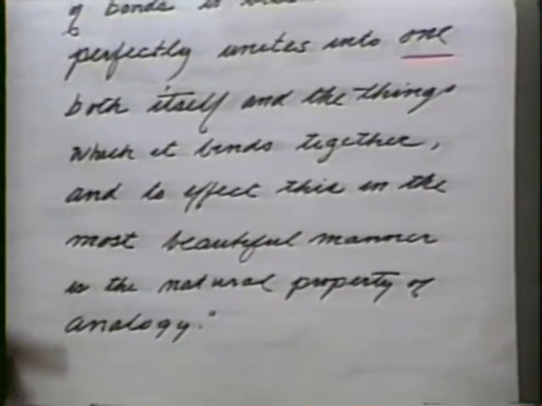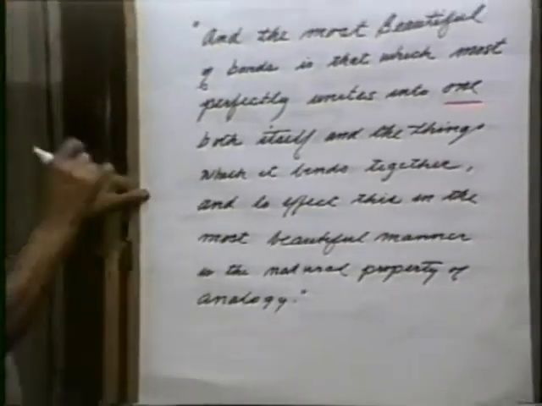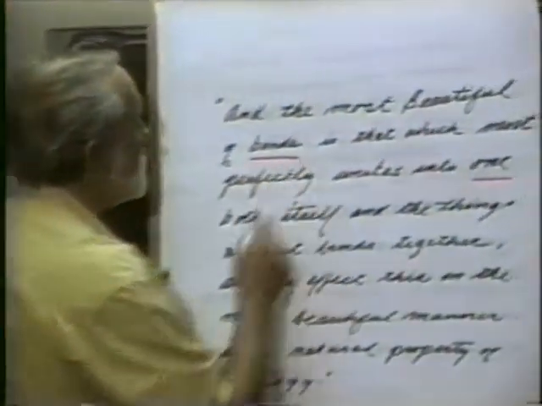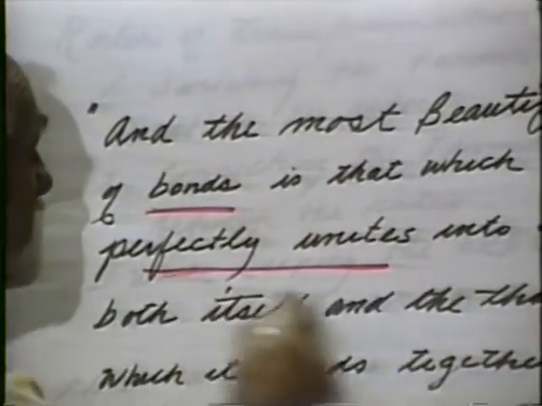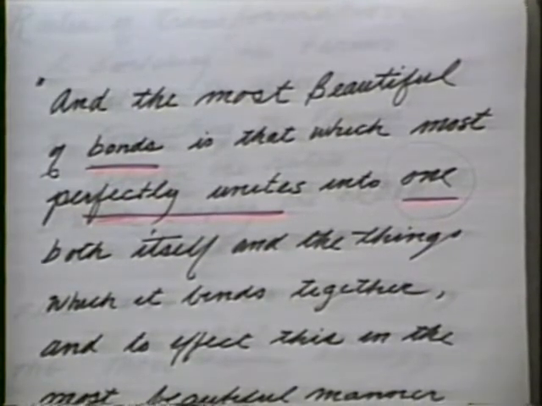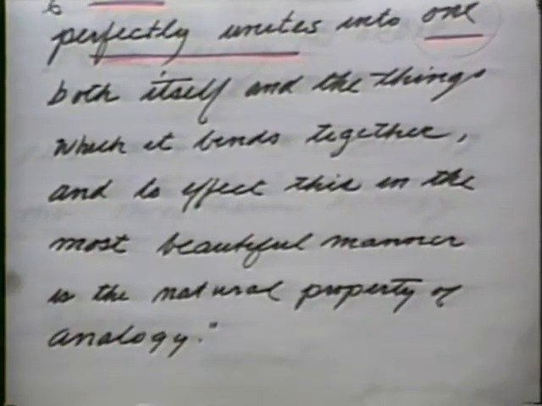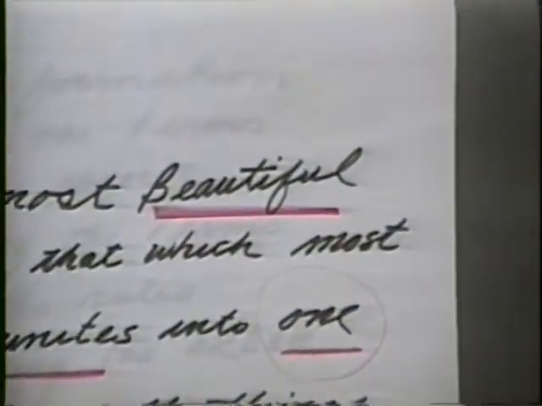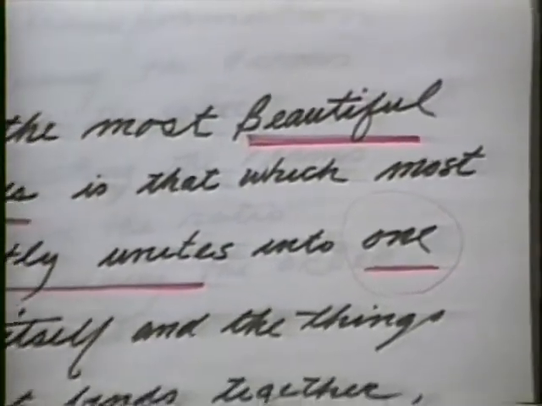Now, we have to show that by the study of analogy, this is not rhetoric, but this is most accurate and precise language. So we have to show that there's a natural intrinsic bond to analogy. It perfectly unites into one, so it's a way of unifying both itself and the things which it relates. All right. It binds it all together. And that's the natural property of analogy. With one major word, somehow we have to show that intrinsic to analogy is beauty. Now, if we can do all that, all right, that'll be a stepping stone into Proclus.